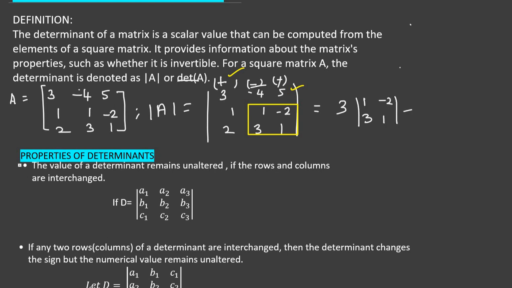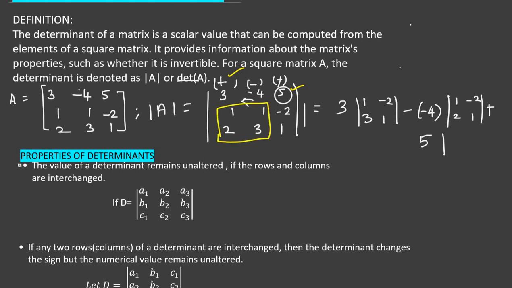Minus, this element takes the minus sign and therefore I give minus. Minus of minus 4 into the next minor, deleting the second column and the first row. The remaining elements are written inside the determinant as 1, minus 2, 2, 1. Plus 5 into the minor obtained by deleting the corresponding column and row, with the remaining elements 1, 1, 2, 3.